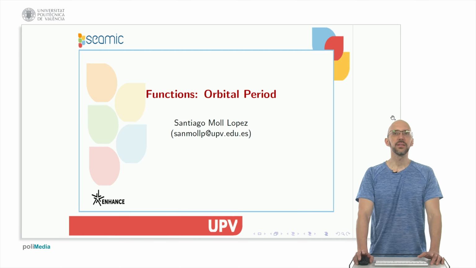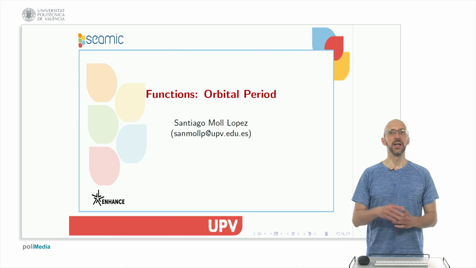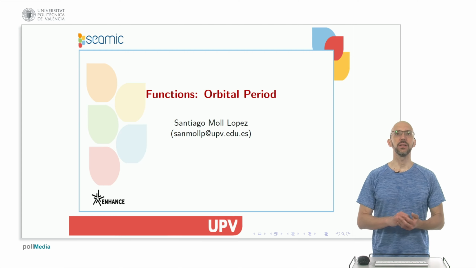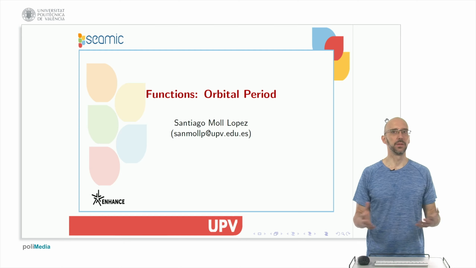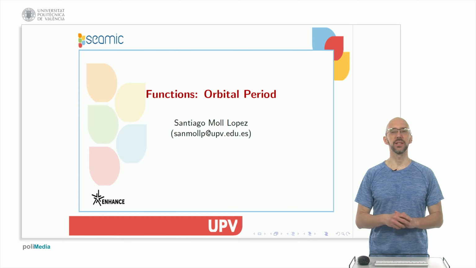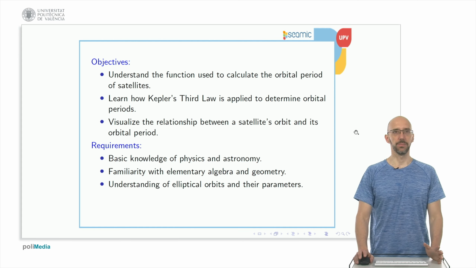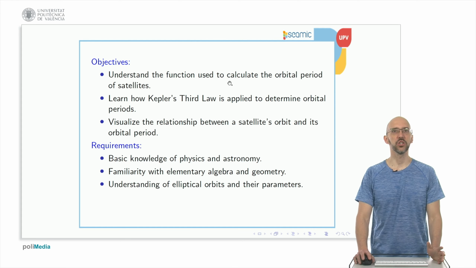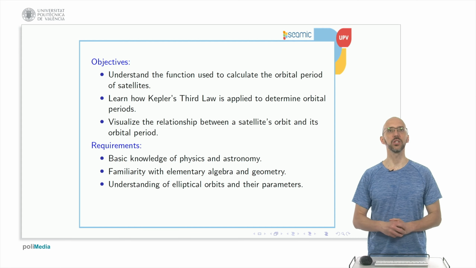Hello. In this video, we are going to see one example of a function. It's the one that helps you calculate the orbital period. I think it's an important function, and I was going to give you some examples, and I think this is an important example. What are the objectives of this video? It's to understand the function used to calculate the orbital period as an example of a function.